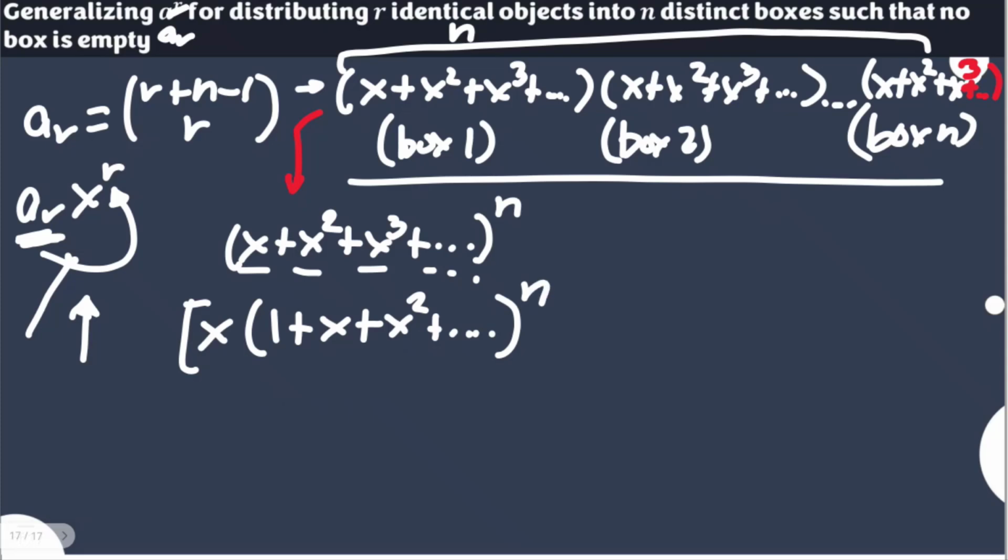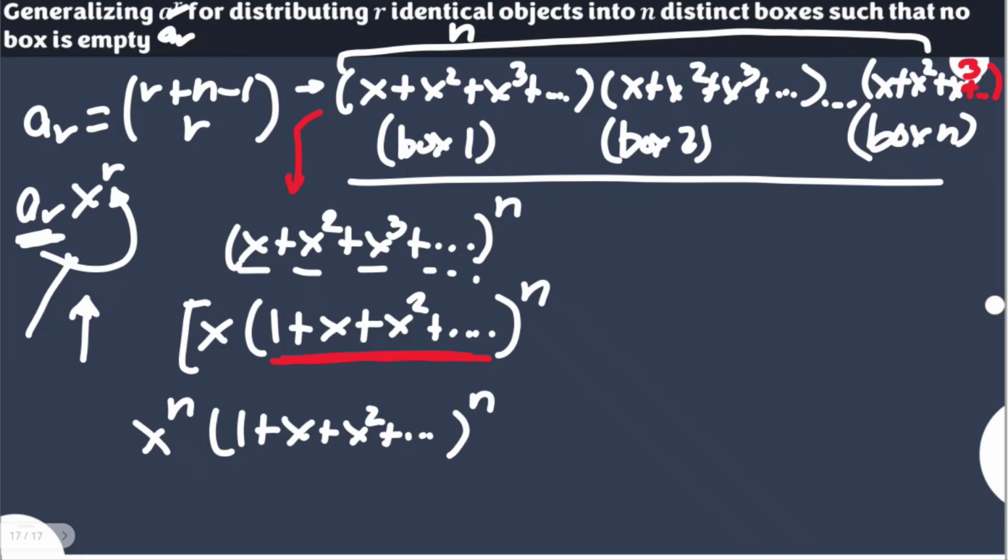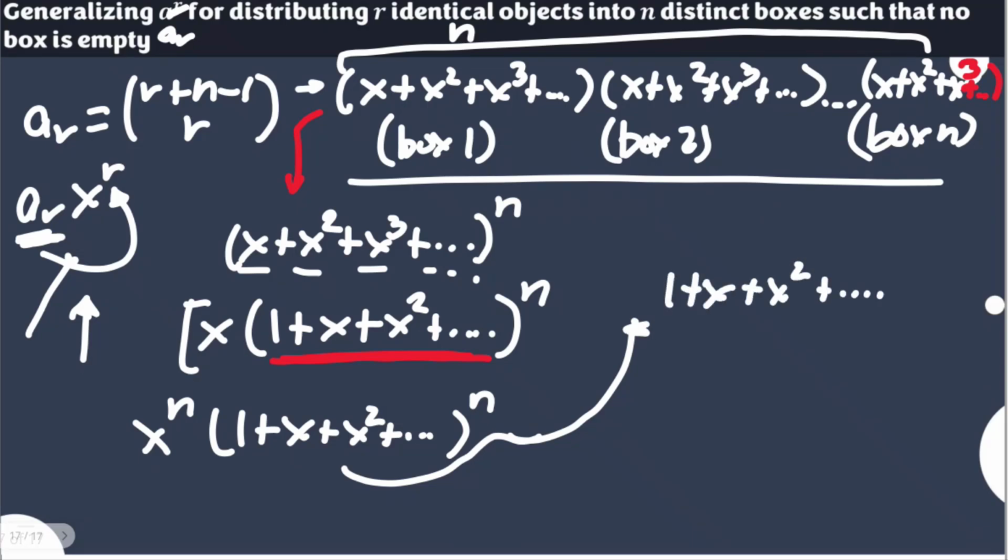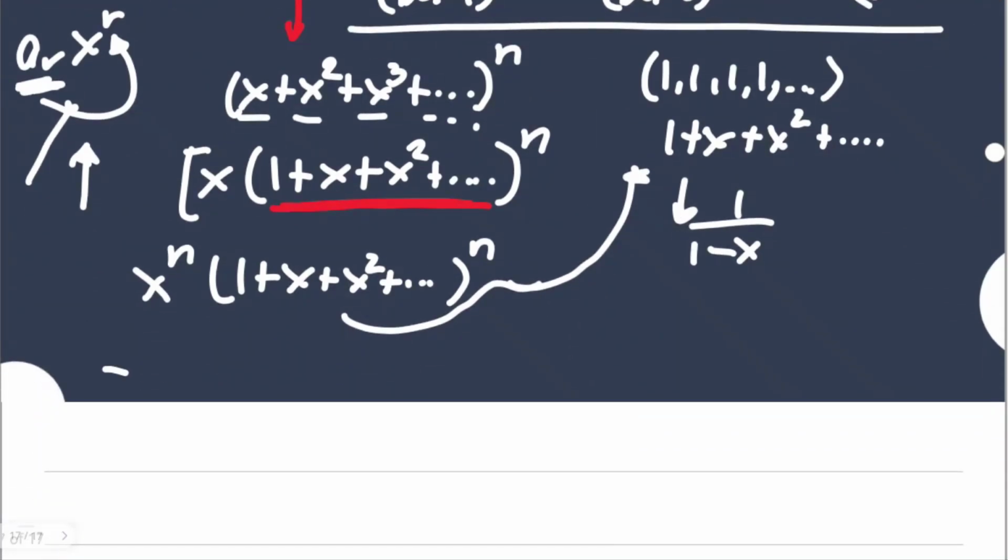We can now see that there is a certain function here which has an equivalent representation as one of the identities in this playlist. Applying the power law, you will have x to the power of n times 1 plus x plus x squared plus dot dot dot raised to the power of n. And this entire base, having the sequence 1, 1, 1, 1, and so on, can be written as a rational expression, 1 over 1 minus x. Hence, we will get x to the power of n times 1 over 1 minus x, but it's still raised to the power of n.